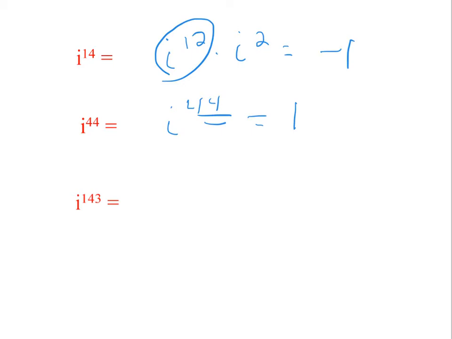I to the 143rd is I to the 140. Why do I choose 140? Because it's a multiple of 4 times I to the 3rd. Well, this is 1, so this is I to the 3rd, which of course equals negative I from that little pattern.